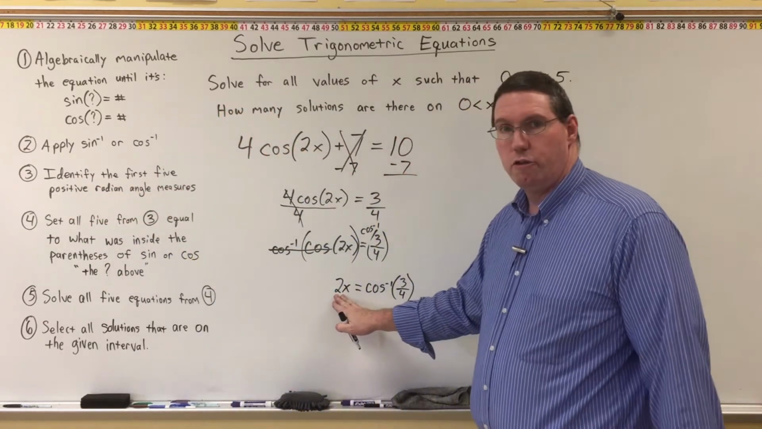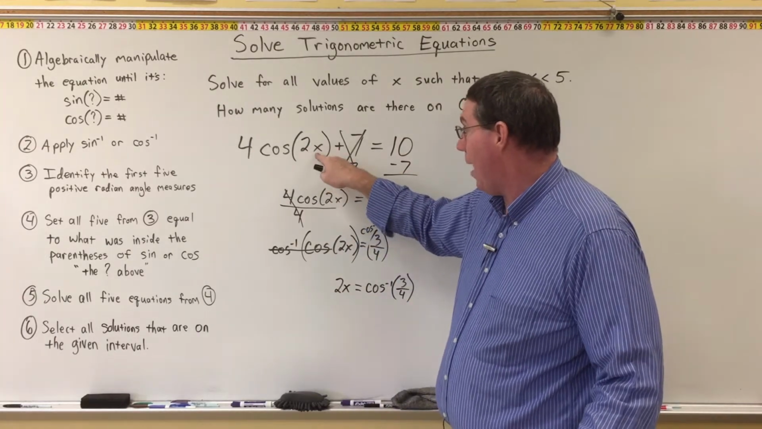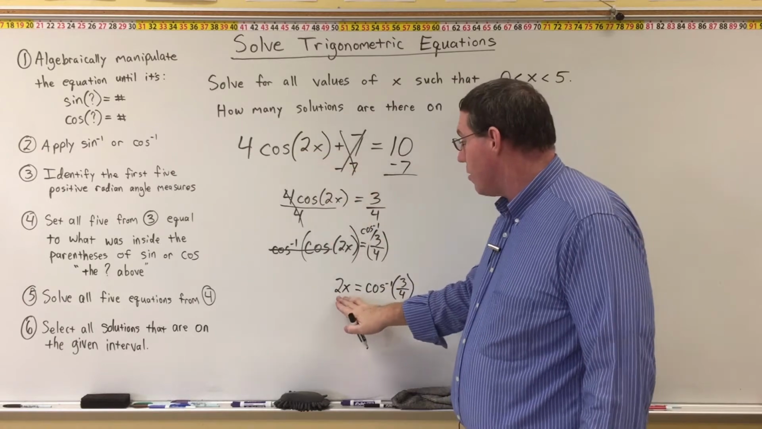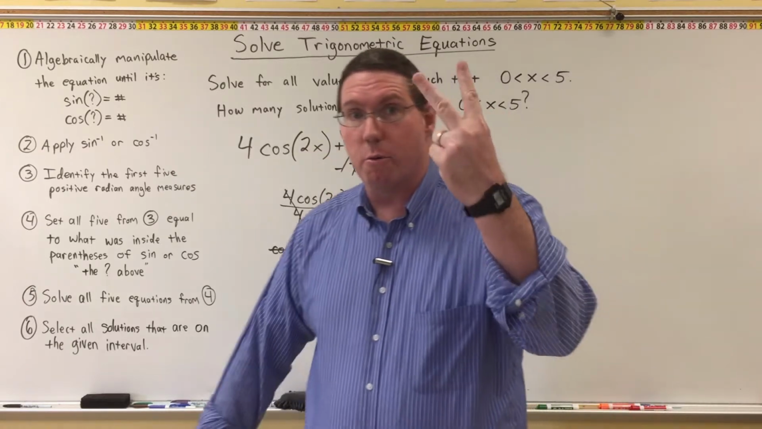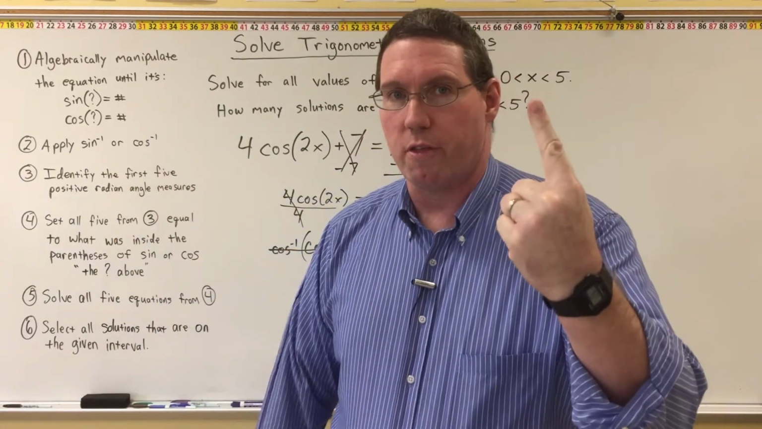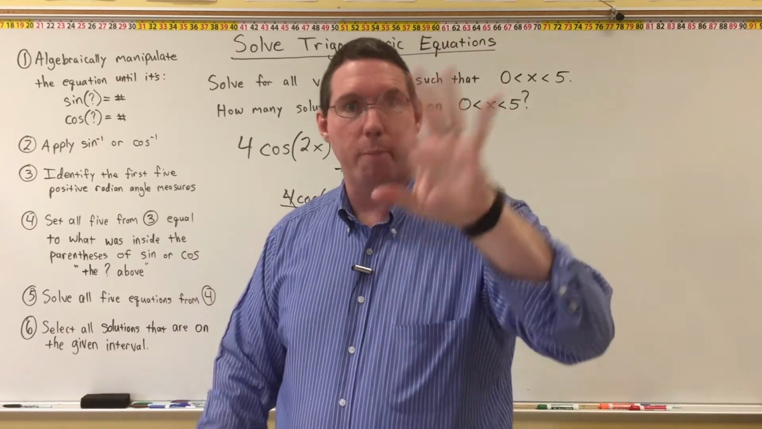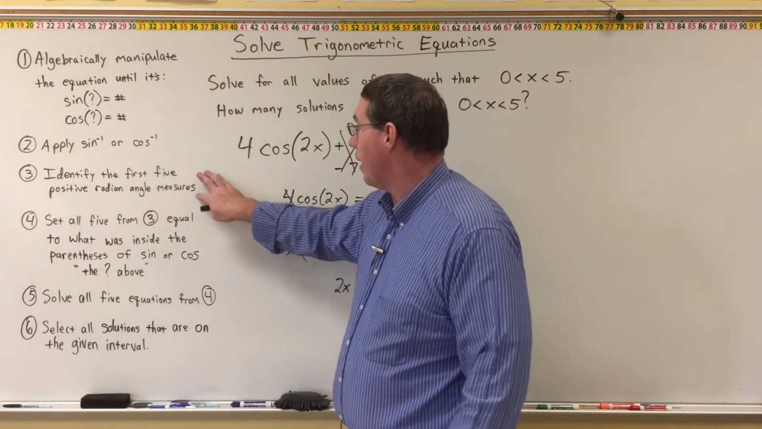This is the angle. 2x is the angle, not x. x is not the angle. Look up here in the parentheses. 2x is the angle. So instead of saying x equals this, x equals this, x equals this, this, and this, we're going to say 2x equals this, 2x equals this, 2x equals this, etc., up to 5, just like we did in the last lesson.